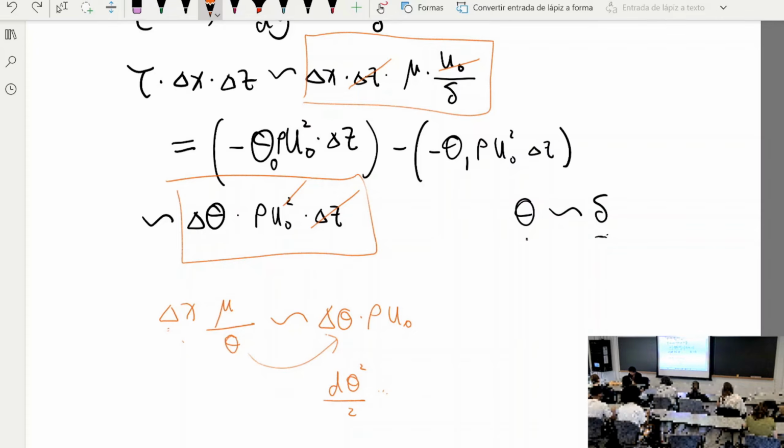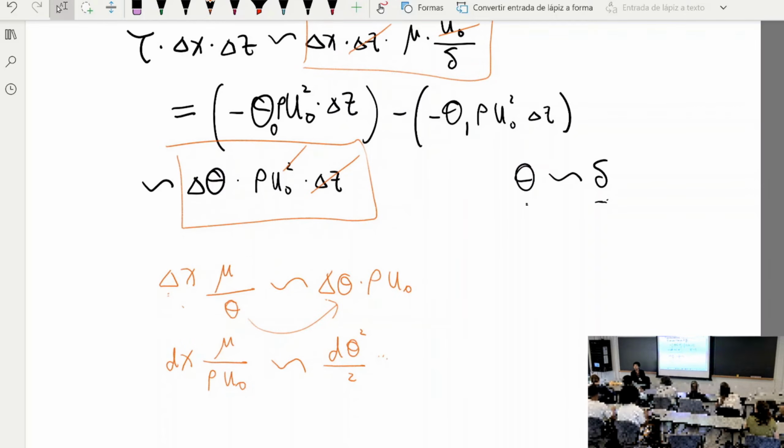Now this is going to be on the order of magnitude of dx times mu over rho u0. All right. Do you follow the whole derivation? Yes? Sorry, can you explain why the delta becomes theta again? You mean here? Yeah, so basically theta and delta have a constant multiplier on top of each other.